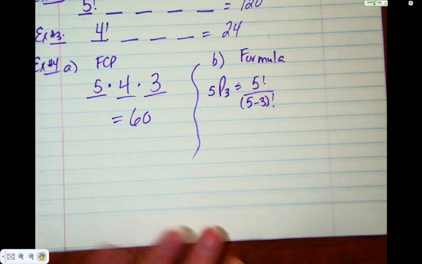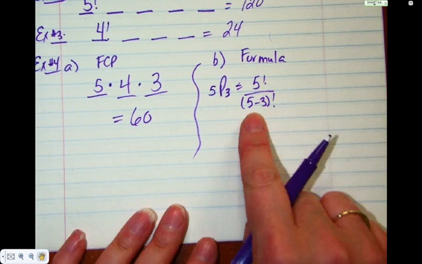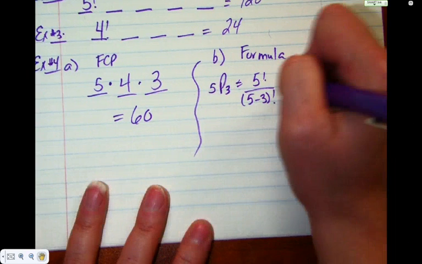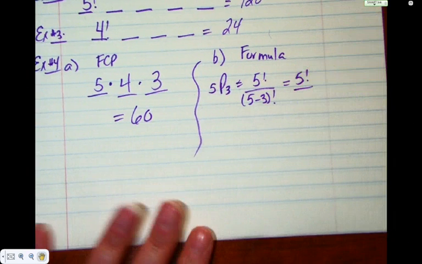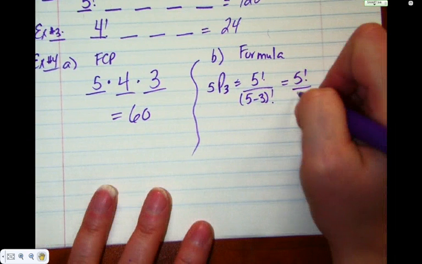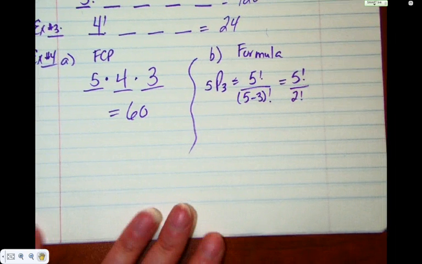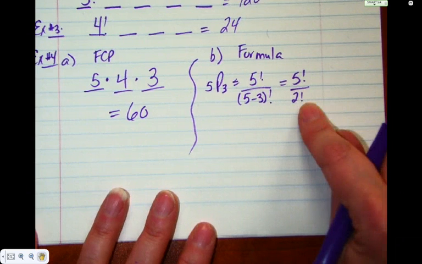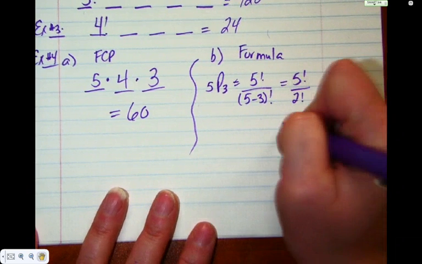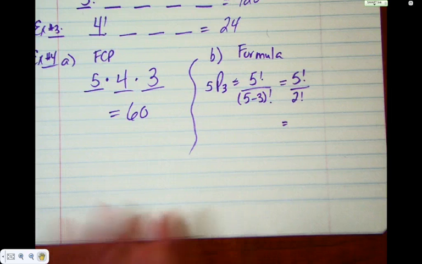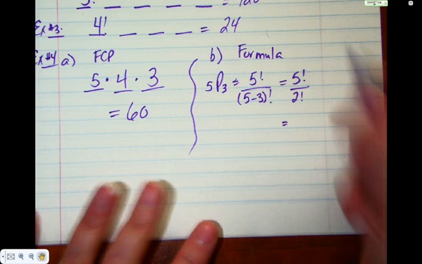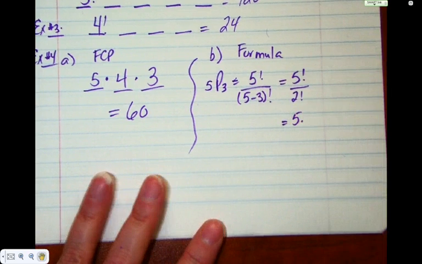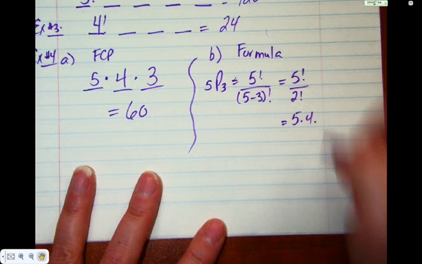BEDMAS. Factorial is just multiplication, so we have to do the brackets before we can do the multiplication. So on the bottom, 5 minus 3 is 2 factorial. Now we just practiced simplifying factorials. So take the larger number and break it down. Which is larger, 5 or 2? 5. Okay, so let's start breaking it up. 5 times 4 times 3 times.